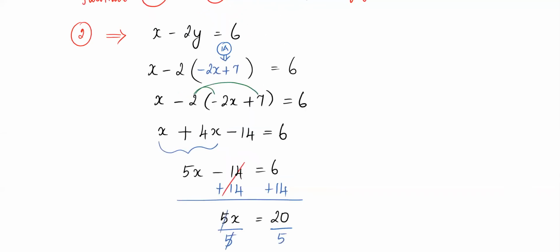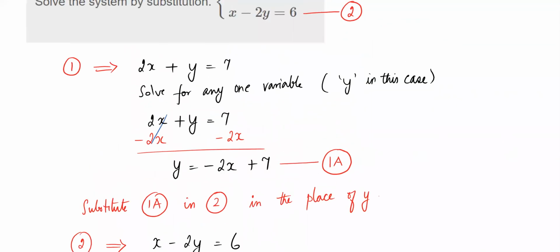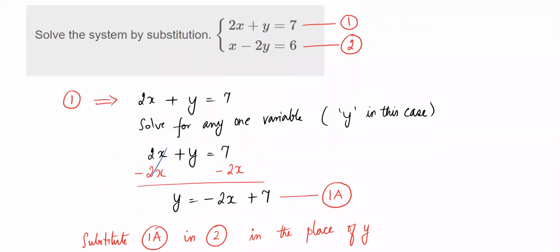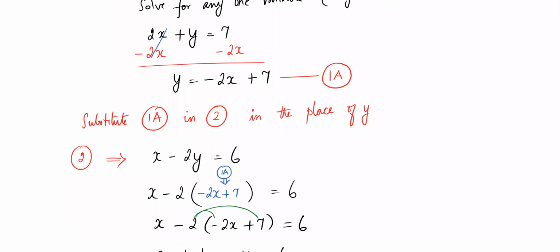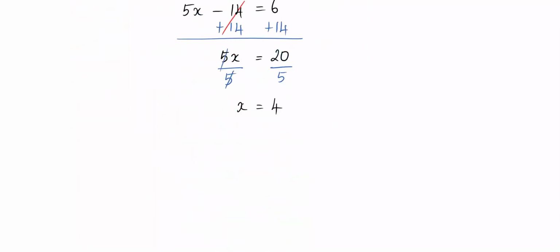Now go back and see which equation would be useful in finding y. We have equations 1, 2, and 1a. If you look at 1a, it's already solved for y, right? So if we need to find the value for y, it's a good idea to use 1a. So I'm going to pull 1a, y equals negative 2x plus 7. So let's say substitute x equals 4 in 1a to find y.